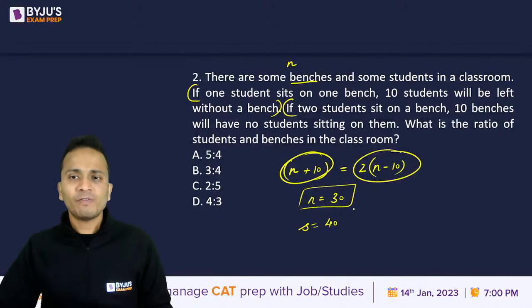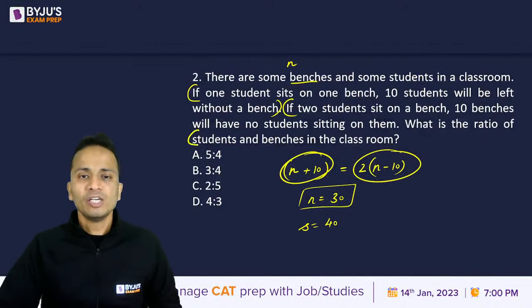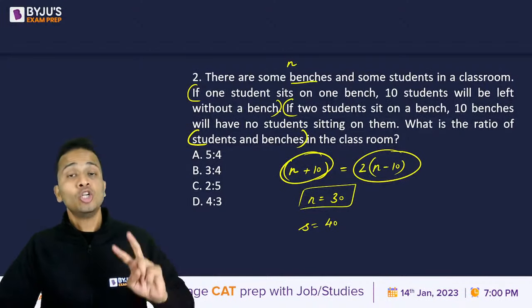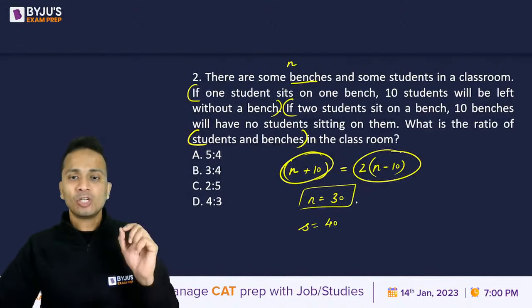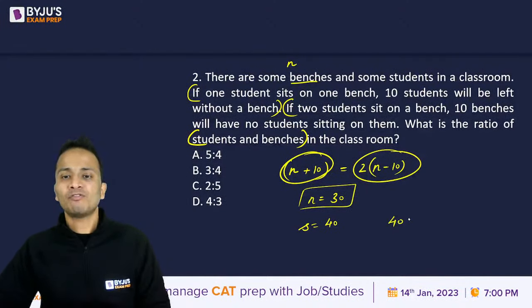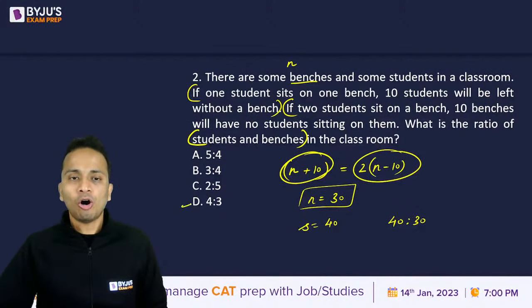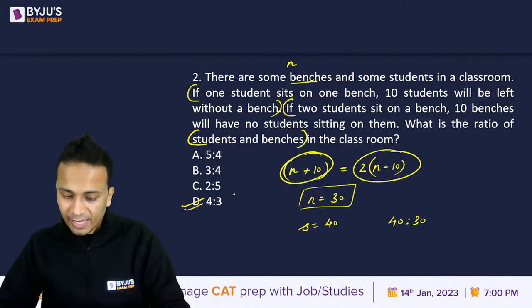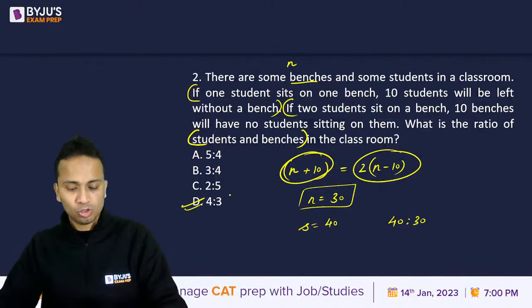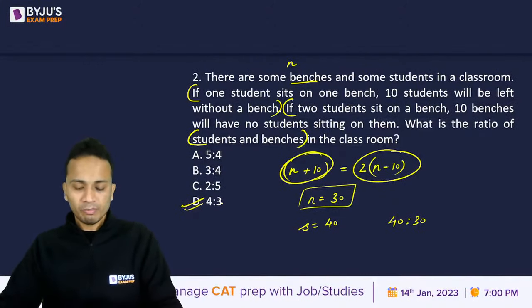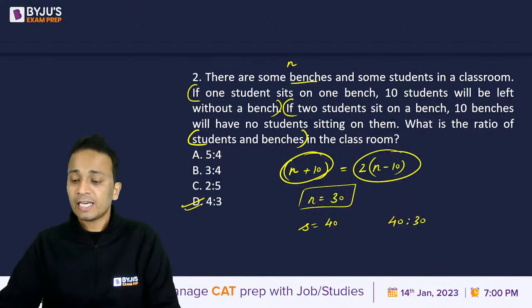Now, what ratio do I have to find out? I have to find out the ratio of students and benches, not the other way around. So the number of students is 40 and the number of benches is 30. So the ratio will be 40 is to 30 or 4 is to 3. And yes, a correct answer given by almost all of you. All right, so simple question it was. 4 is to 3 is the correct answer.